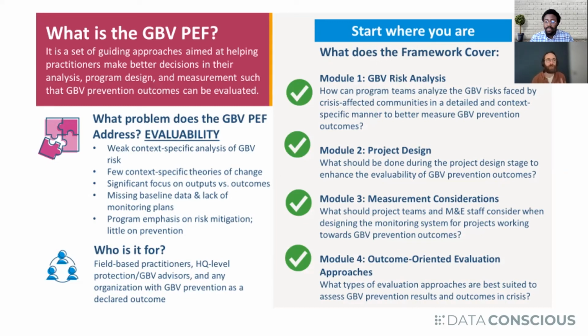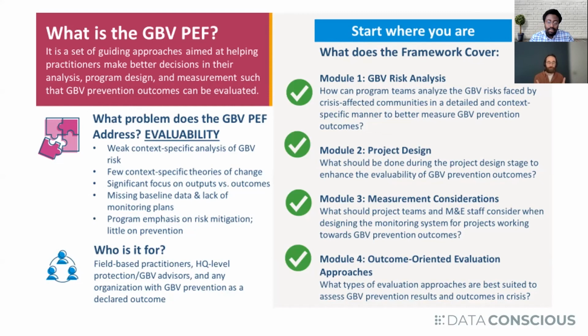If you wanted to know the question that the framework's asking and trying to answer, it's how can we improve the evaluability of prevention work in this area? And that's on the basis of the scoping work that Interaction had previously done, where they identified some areas of weakness in the GBV prevention activities in the field, including on the context specificity of risk analysis, on the context specificity of project theories of change, and on the focus sometimes on output level monitoring rather than outcomes. Some other problems too, but these were core problems that the framework is trying to address.